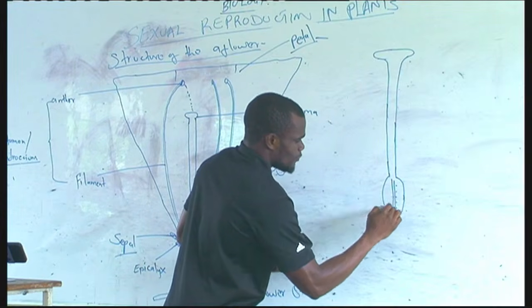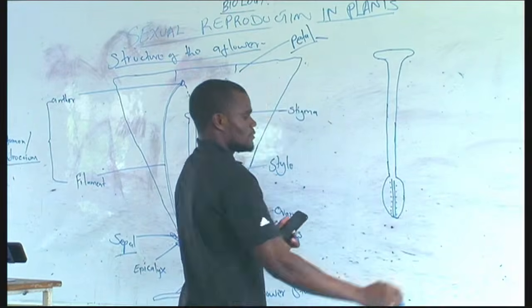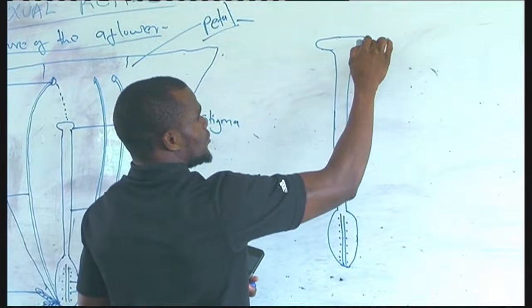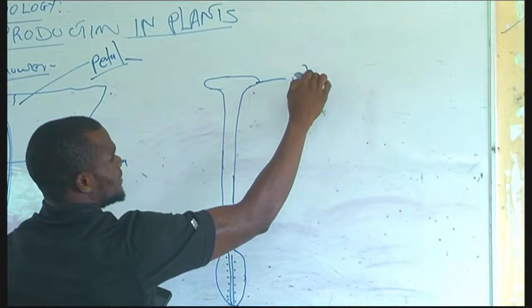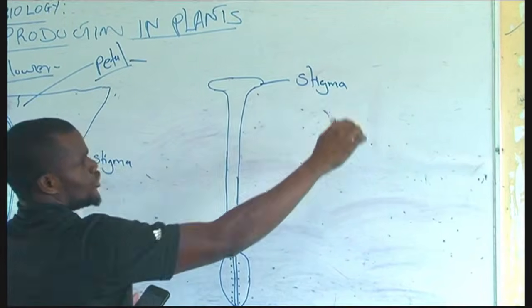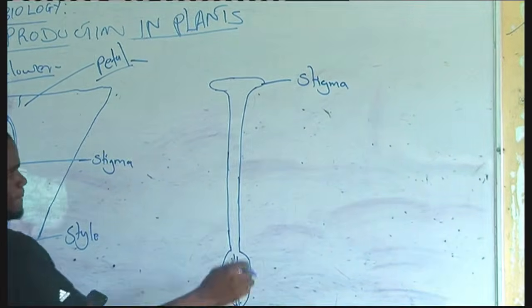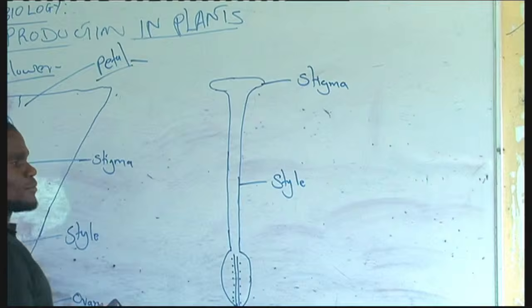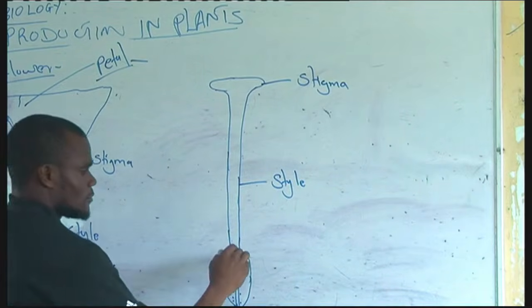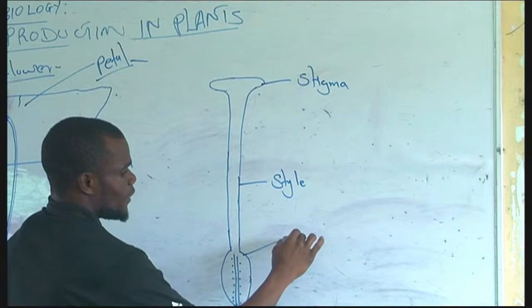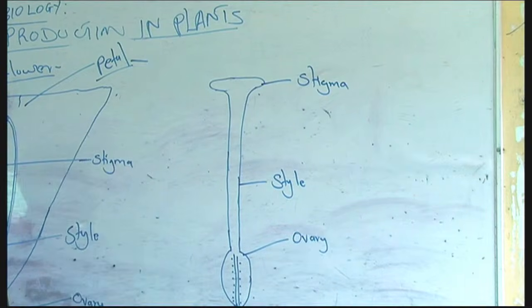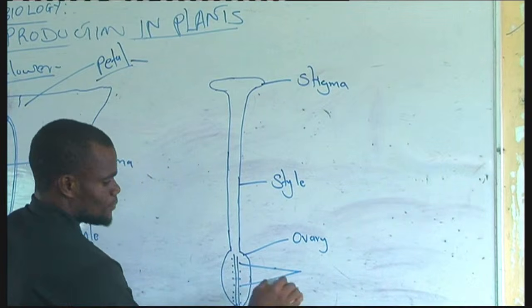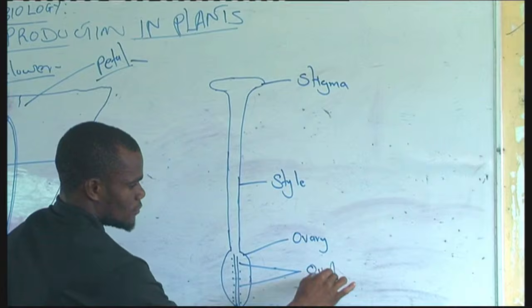So you draw the pencil. Draw a well-labeled diagram, then you name this part, stigma, this part, the ovary, then you label this part ovules.